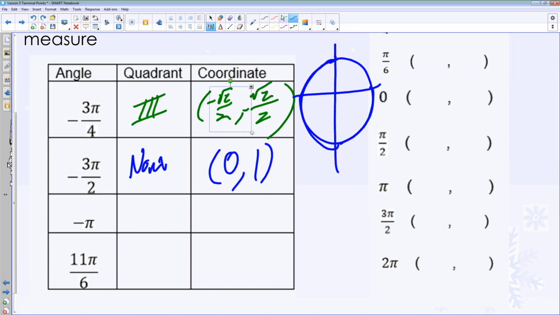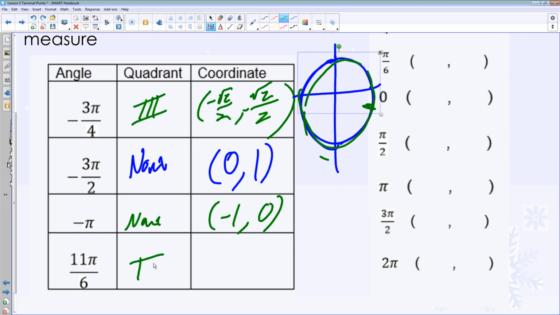Same thing with negative pi. Actually, negative pi is the same as positive pi. So it is not in a quadrant, but it is at negative 1, 0. And then 11 pi over 6, you should remember, is right here on your unit circle. So that's in the fourth quadrant. And when you're in the fourth quadrant, your x is positive and your y is negative. So it's going to be square root of 3 over 2, comma negative 1/2. And that is the rest of the terminal points notes.